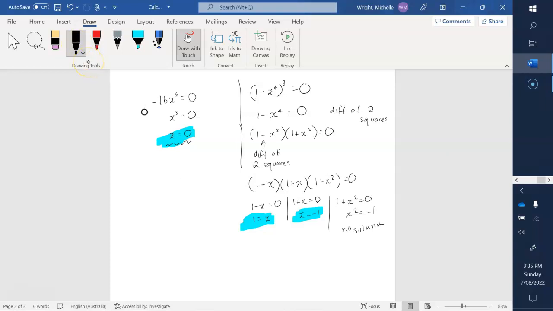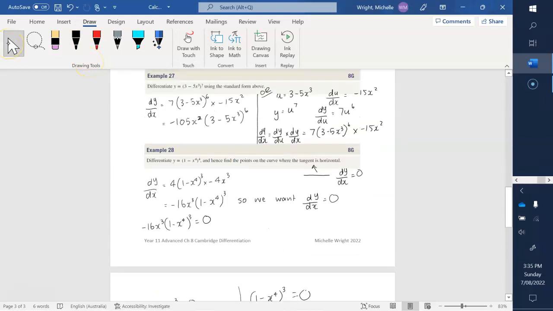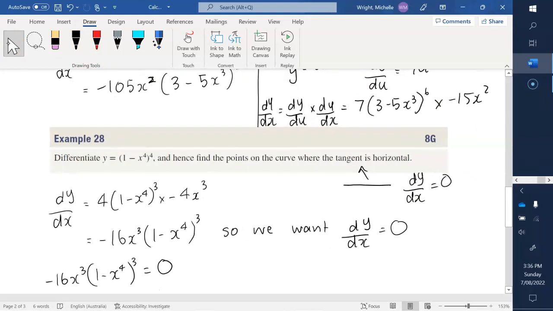So let's go back up here and read the question. The question said to differentiate this function, which we've done, and hence find the points. That's our key word. We've found the x coordinates, we need the corresponding y point. So hence find the points where the tangent is horizontal. So remember, when we put those 3 points, we had x equals 0, x equals 1, and x equals minus 1. We substitute those points one by one into here, and we're going to get our y value.